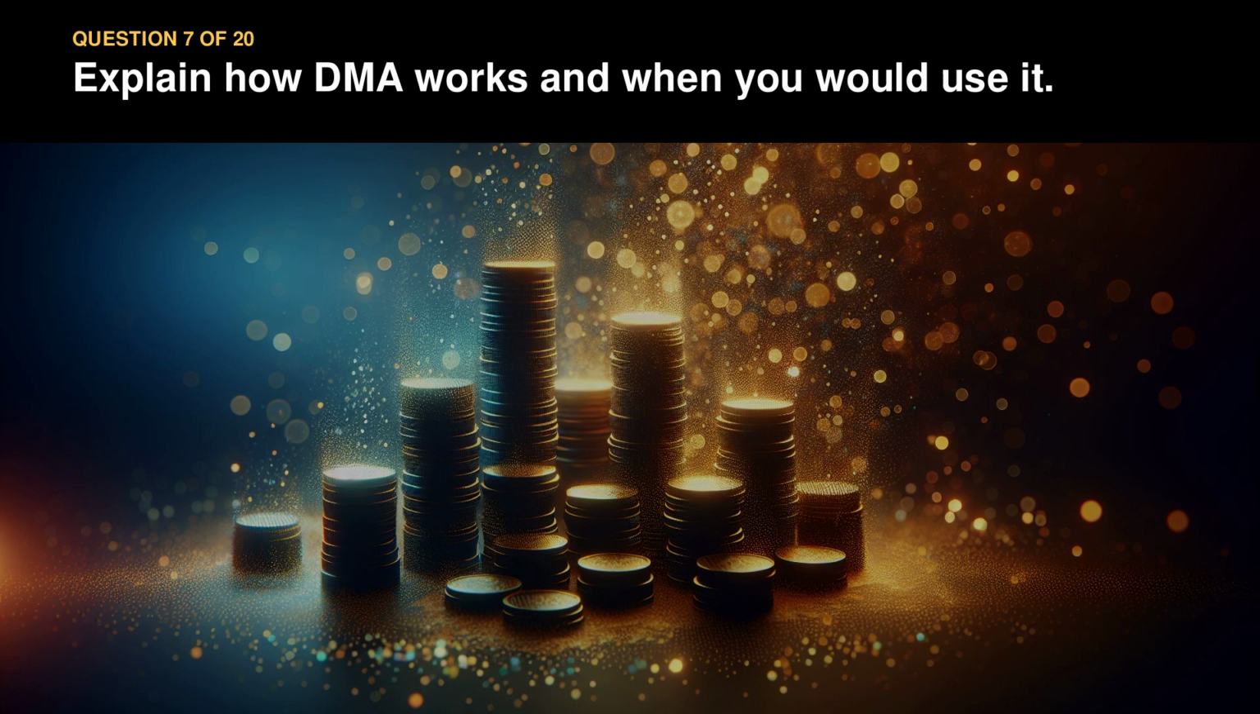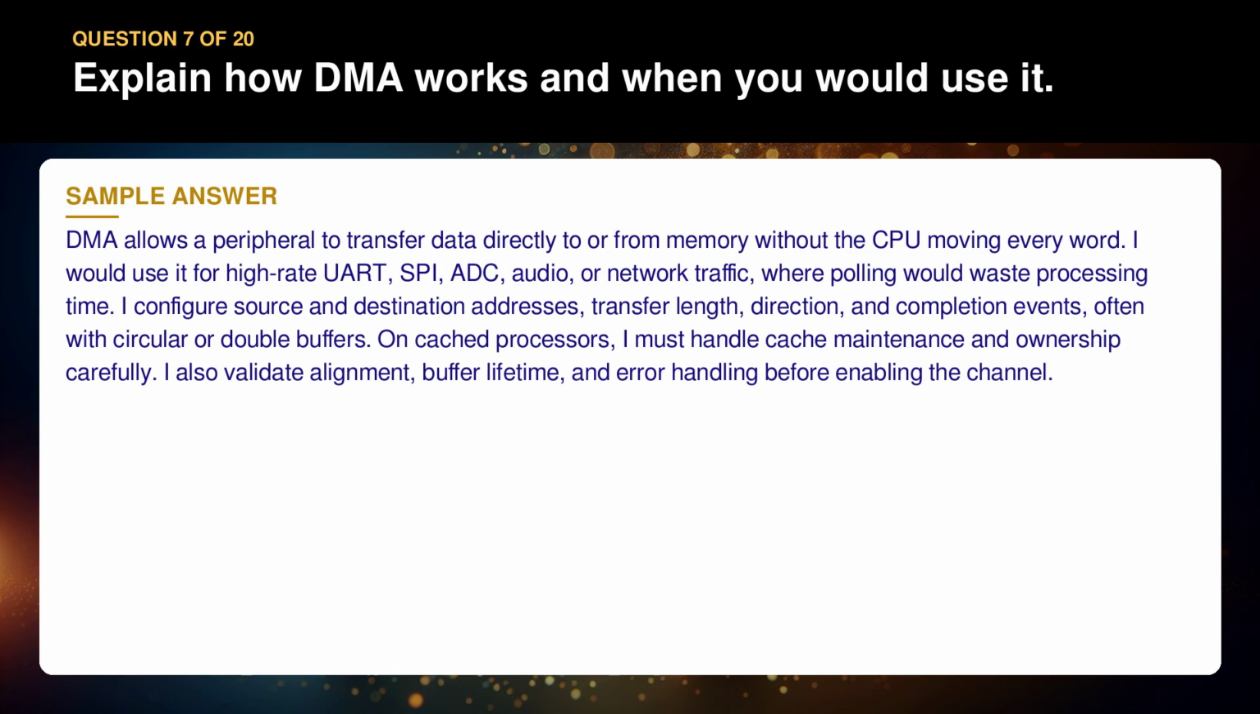Question 7. Explain how DMA works and when you would use it. DMA allows a peripheral to transfer data directly to or from memory without the CPU moving every word. I would use it for high-rate UART, SPI, ADC, audio, or network traffic, where polling would waste processing time. I configure source and destination addresses, transfer length, direction, and completion events, often with circular or double buffers.